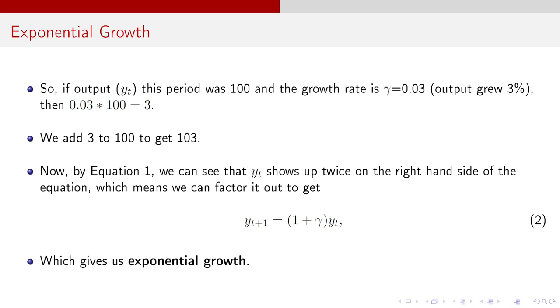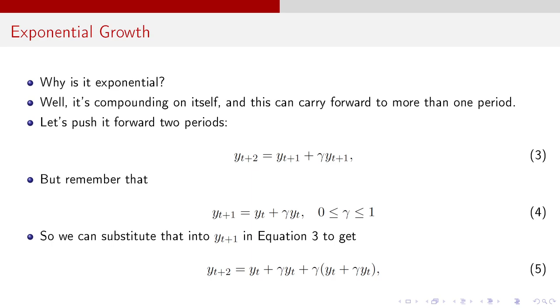This is a model for what's known as exponential growth. Why is it exponential? Well, it's exponential because it's compounding on itself, and it can carry forward to more than one period. We can push it forward to two periods. Now, remember, YT plus 1 equals YT plus gamma times YT. So YT plus 2 is equal to YT plus 1 plus gamma times YT plus 1. Because I've got that YT plus 1 equals YT plus gamma times YT, I can substitute that into YT plus 1 in equation 3, and that gives me YT plus 2 equals YT plus gamma YT plus gamma times YT plus gamma times YT.